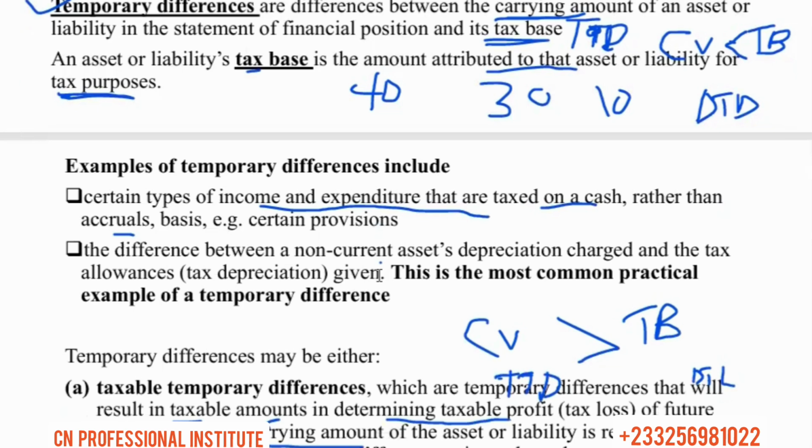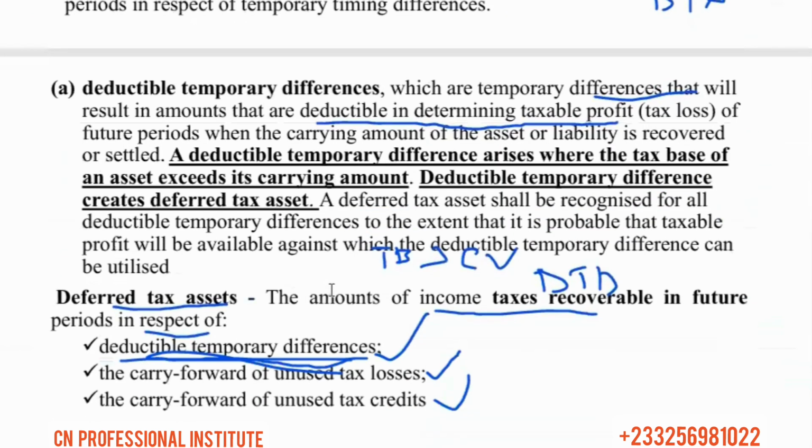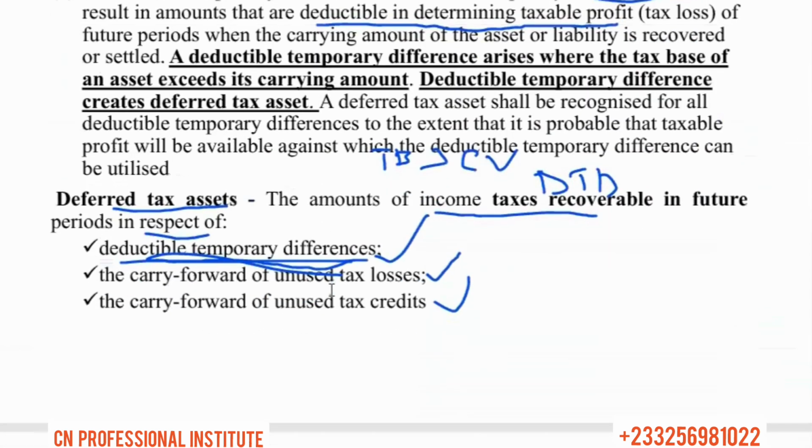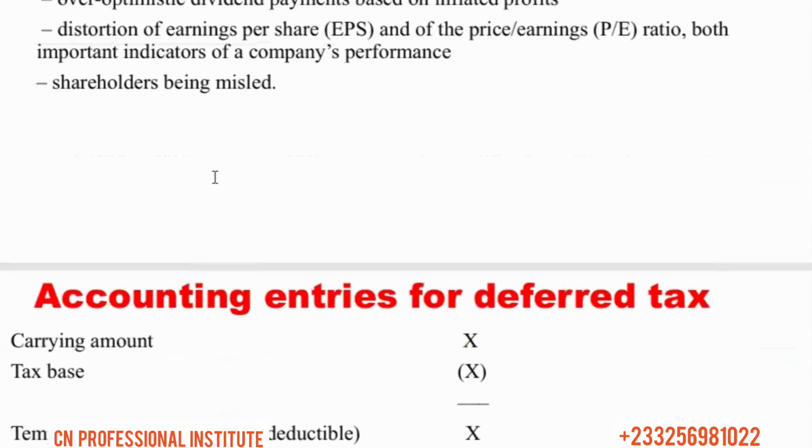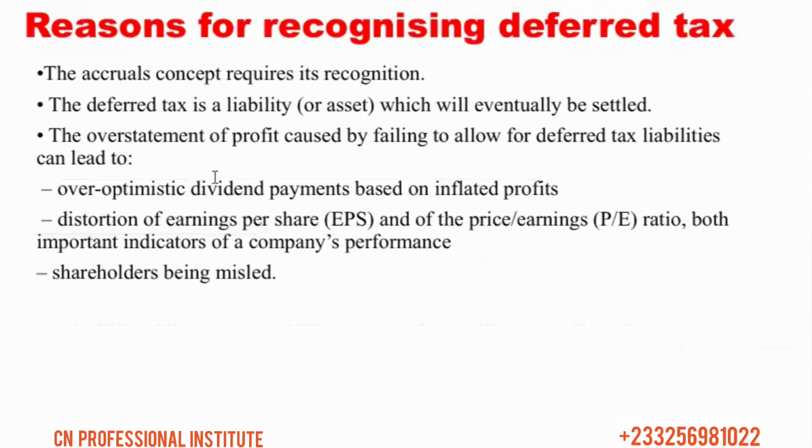And we said the most common cause of temporary difference is differences in depreciation and capital allowance. If depreciation is not the same as capital allowance, then it will create a temporary difference because the carrying value and the tax base will differ. So the temporary differences, we have two: the taxable temporary differences and the deductible temporary differences. Then let's look at this, and then we see what we can do.